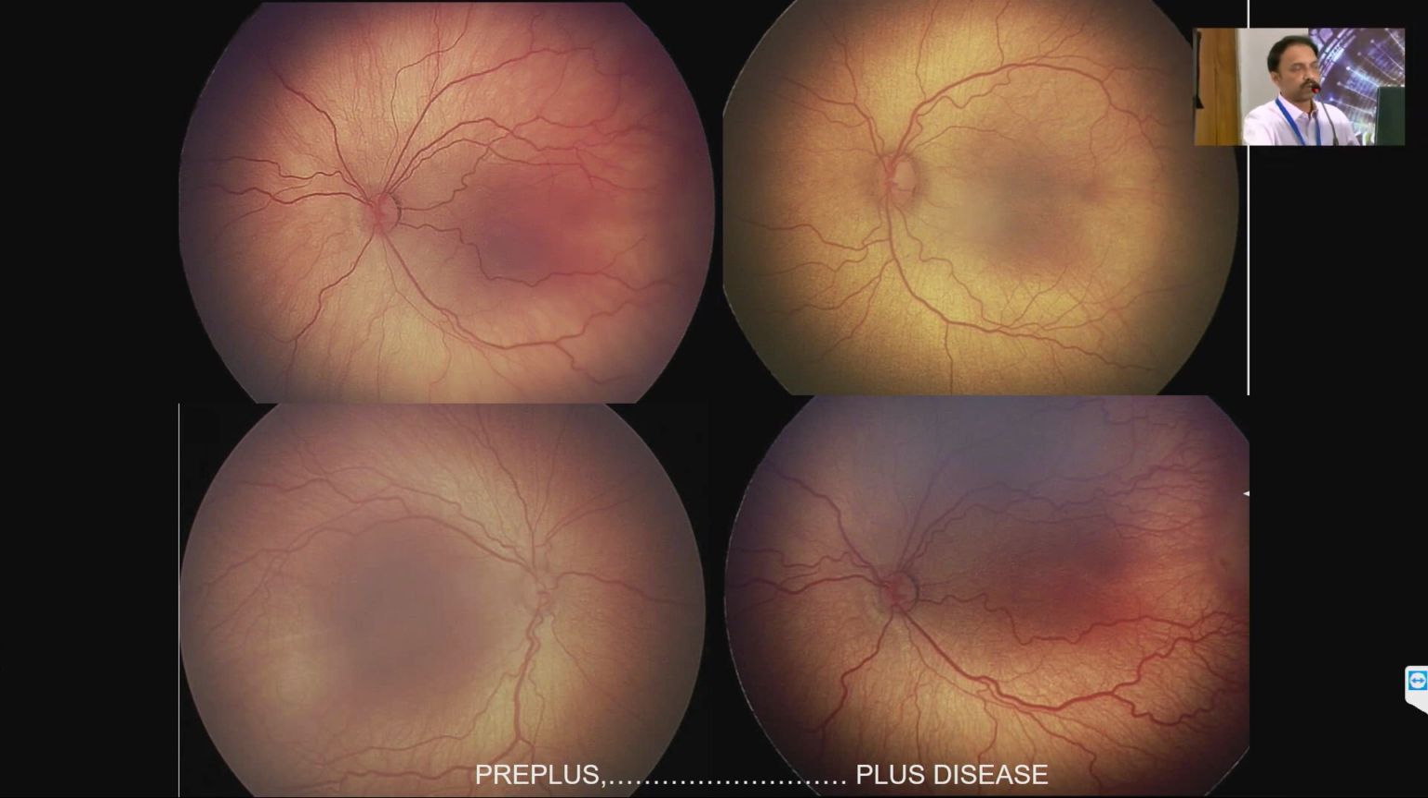Now it's always difficult to call which patient is pre-plus and which is definite plus. To call pre-plus, we always have a confusion. So the ICROP group agree that there could be some confusion in the diagnosis, but they stress that this is part of a continuum. The disease evolves over a period of time, and therefore this difference will have to be kept in mind.